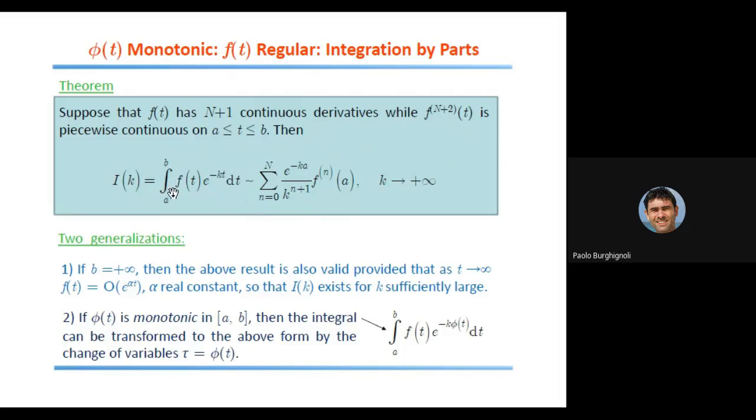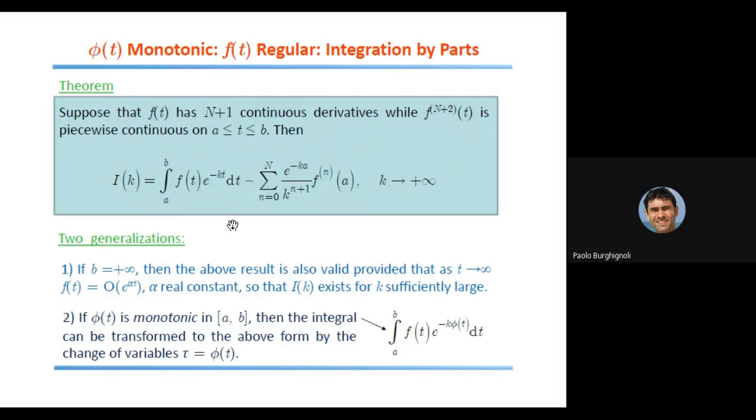So, for example, if the function f is bounded in a neighborhood of infinity, everything works, because then the exponential guarantees the convergence of the integral at infinity. But you can also admit that your function f is of the order of an exponential function e to alpha t, with alpha a real constant, because then this integral, the Laplace integral, will be defined for sufficiently large k, according to the definition of convergence abscissa of Laplace integrals, okay? So the class of functions f which is covered by this kind of theorem is quite large.